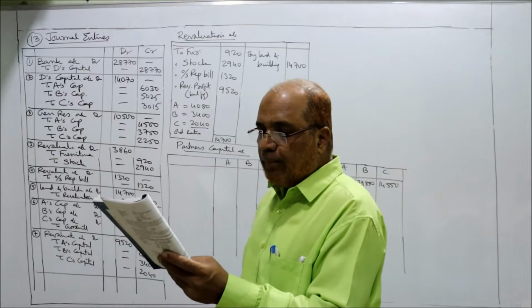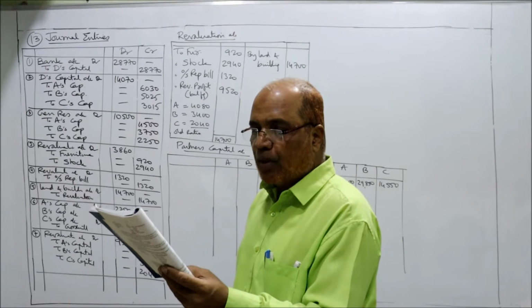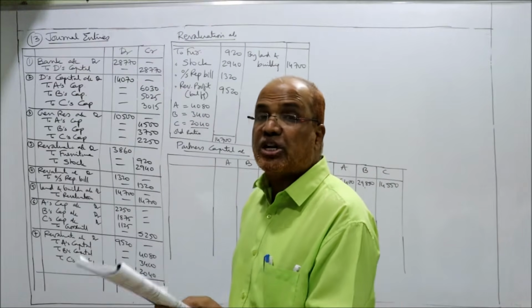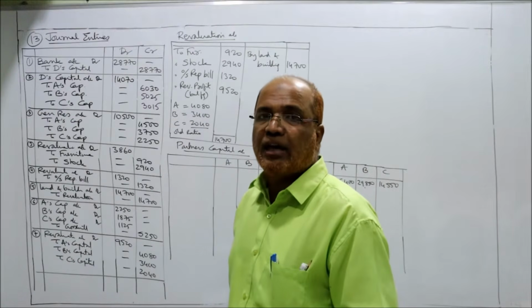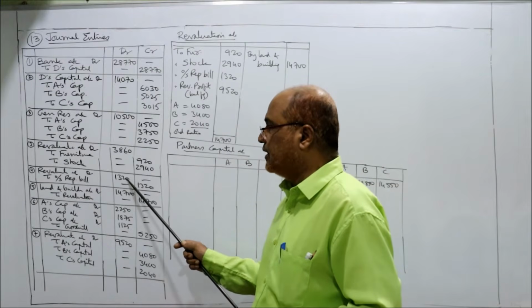Then a new liability has been brought in, that is a provision of 1320 be made for outstanding repair bill. There is an outstanding repair bill, that also has to be written. So revaluation account debit to outstanding repair bill 1320.